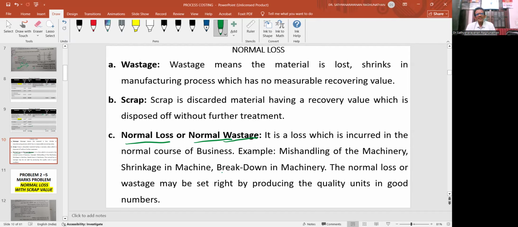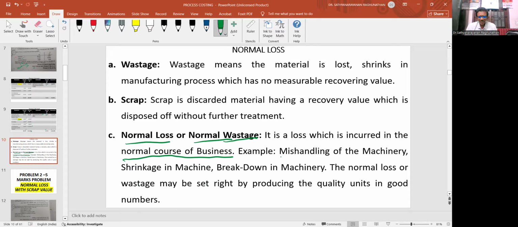Loss is the financial and accounting terminology. Wastage is the general terminology, but it can be somewhat used in financial and accounting also. But loss is the proper financial and accounting terminology. Please take this into consideration. Now, it is a loss which is incurred in the normal course of business. That is what is called normal loss.